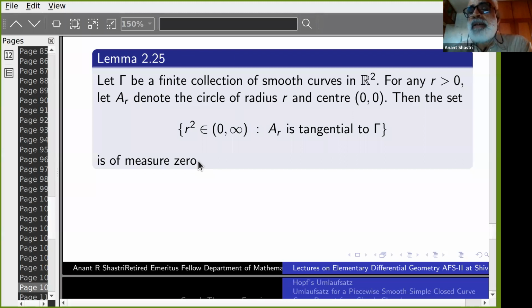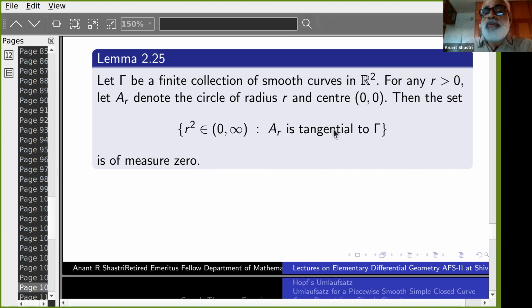Measure 0 sets are small. The complement is very large. They are of interest to us. Namely, if you choose a point in the complement, then A_r is not tangential to gamma. That is what will come. So that is our interest.